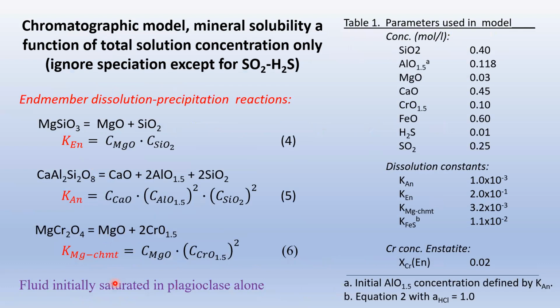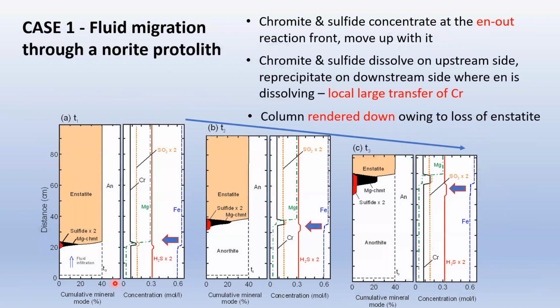And we modeled this as a simple chromatographic system. We're not going to go through all the details because I don't have time, but basically we looked at whether solution concentrations exceed some solubility constant for various minerals in the system. And we assume that our fluid is going to be saturated just in plagioclase alone, and we let it go into a pyroxene-bearing assemblage here. I'm going to skip the rest of this part. And this just shows some of our results. At 3 different times, we're looking at the mode changes and the solution concentration changes.